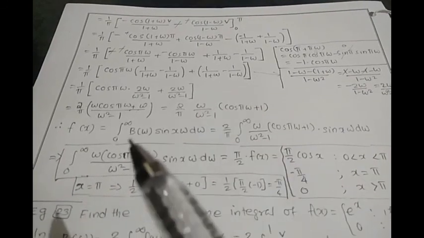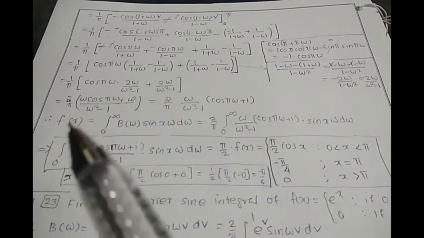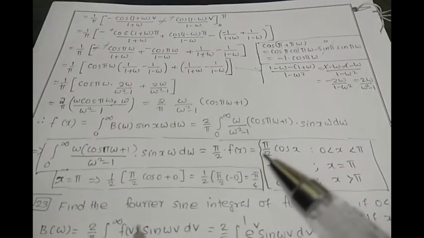Substituting this in place of b omega here, we will see that this 2 by pi is taken out, 2 by pi is written out, then the rest this much is written here, then sin x omega d omega is written here. So this is what about this function. This 2 by pi we write to the left side, taking it to the left side, and this is pi by 2 into f of x, where f of x is given as cos x. So it is pi by 2 into cos x.